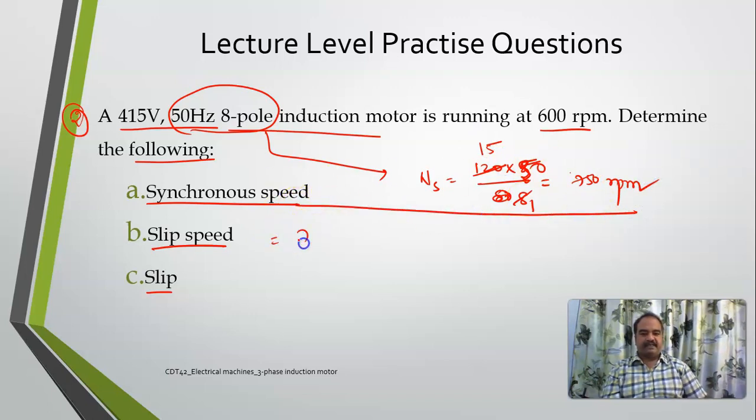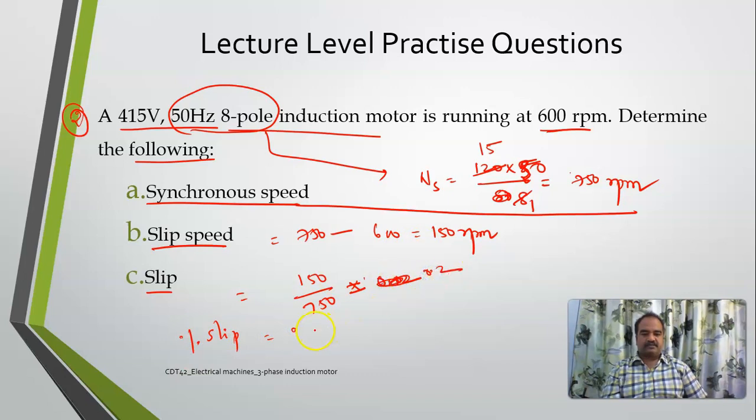And what is the slip speed? 750 minus 600, as the machine is running at 600, right? So 150 rpm is the slip speed. And what is the slip? Slip speed by the synchronous speed. It is 0.2. And if you want it as a percentage, you multiply it by 100. So it is 20%.